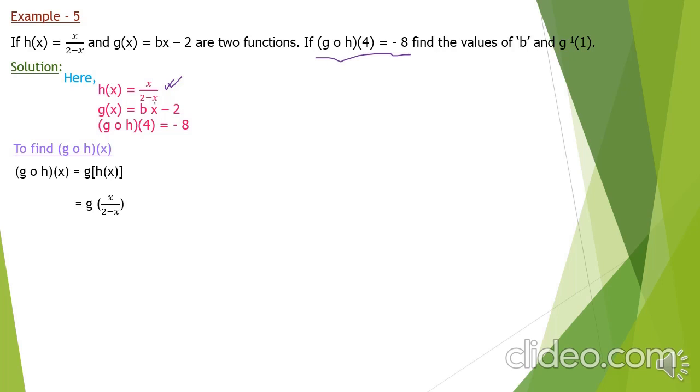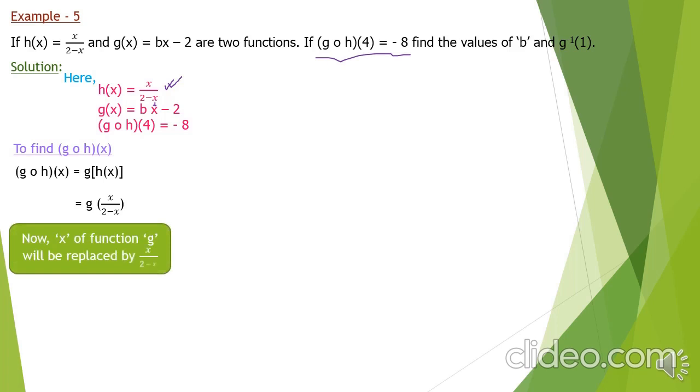Wherever there is x in the function g, it will be replaced by the input x upon 2 minus x. Now x of function g will be replaced by x over 2. You can see on the screen bx over 2 minus x minus 2, which is equal to bx over, we have to take the LCM also, so minus 2 bracket 2 minus x. The LCM part goes this side and multiplies with 2. On multiplication you can see bx minus 4 plus 2x upon 2 minus x, and we can't do any more simplification, so we'll just leave it.